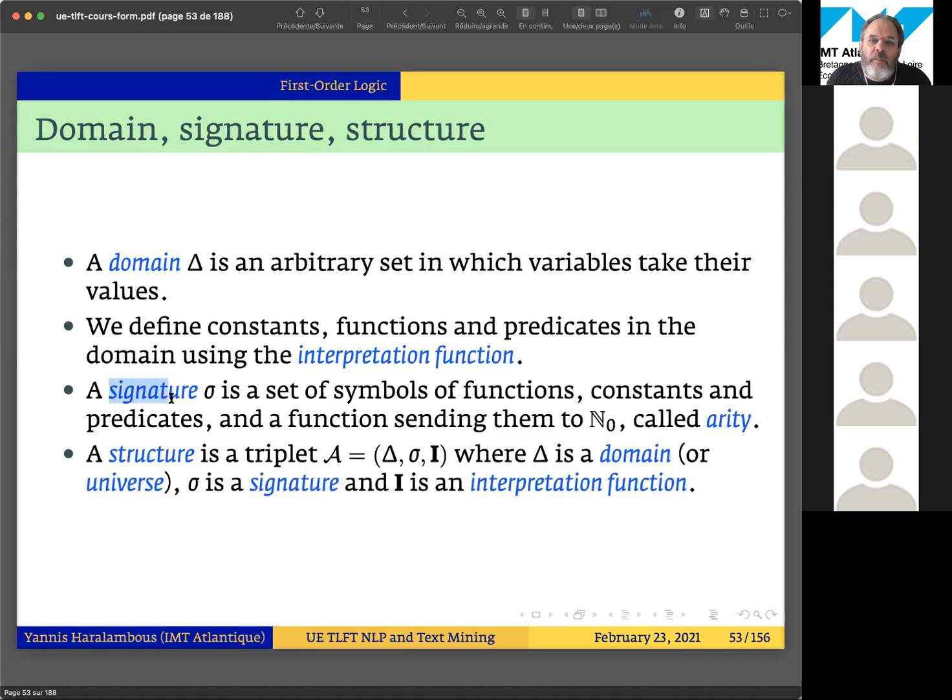What is a signature? Like in programming languages, a signature is just your vocabulary, the set of symbols you are using. In our case, it will be functions, constants, predicates. And for each one of them, an arity: how many arguments for functions, how many arguments for predicates. And what is a structure? A structure is whatever we need for interpretation, that is the domain, the signature, and the interpretation function.